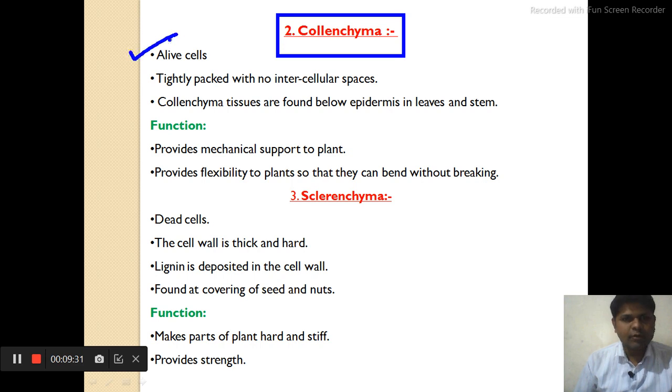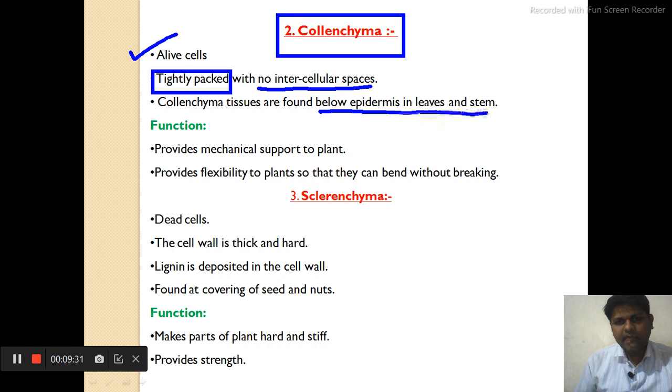These cells are also alive. These are tightly packed cells having no intercellular space. So let me remind you, parenchymal cells were having intercellular space, and collenchyma having very less or no intercellular space. Collenchyma are found below the epidermis in leaves and stem.